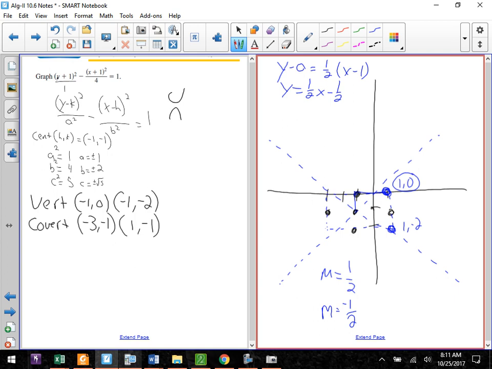And I do that again with the 1, -2. y plus 2 equals 1/2 x minus 1, 1/2 x minus 1/2. Subtract 2, and we're going to get y equals -1/2 x minus 5/2. And those are my two equations of the asymptotes. It takes a minute or two to do that.